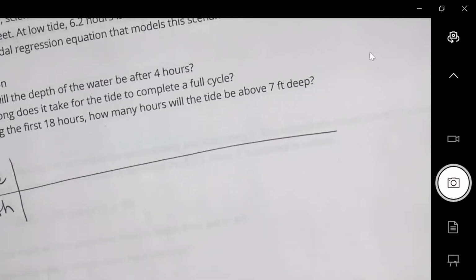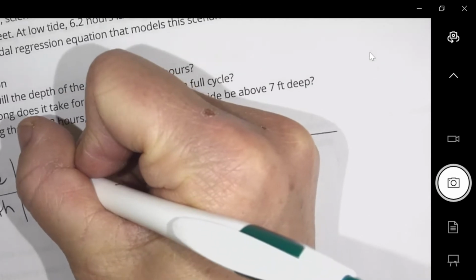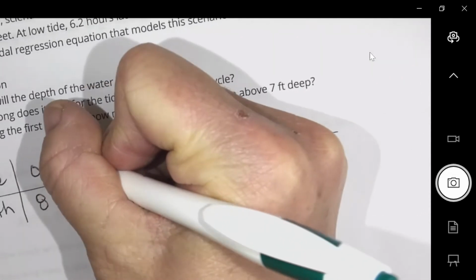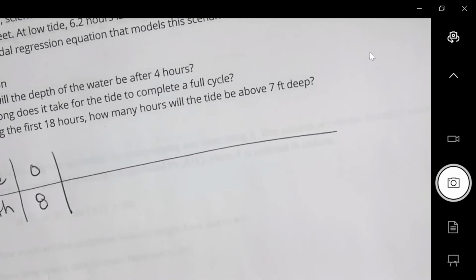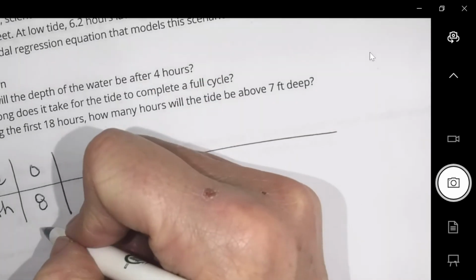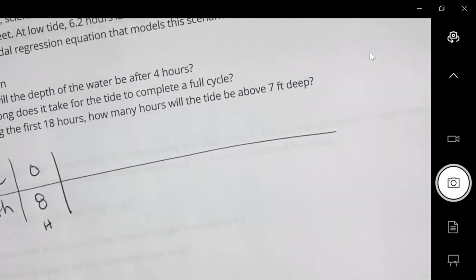So here's what's going to happen. At the start, I have a depth of 8. Don't go on from there yet. I'm going to explain something. At the start, our depth is 8. That is the high tide. So I'm going to put high.